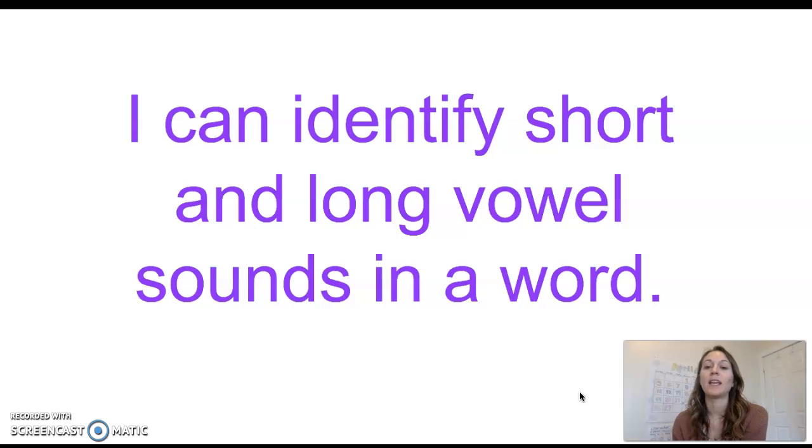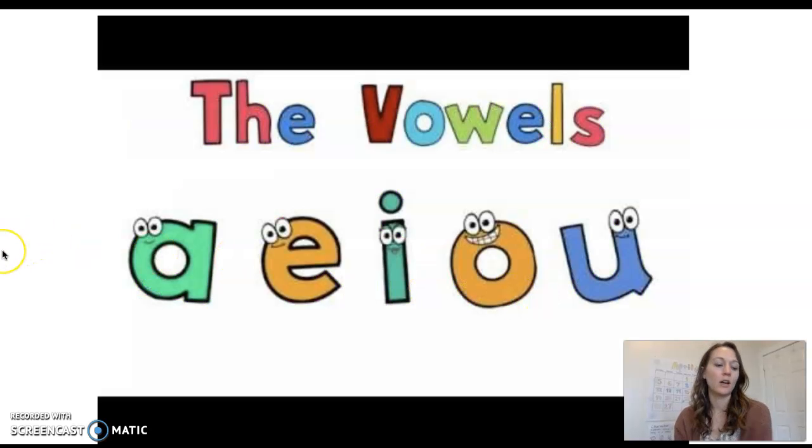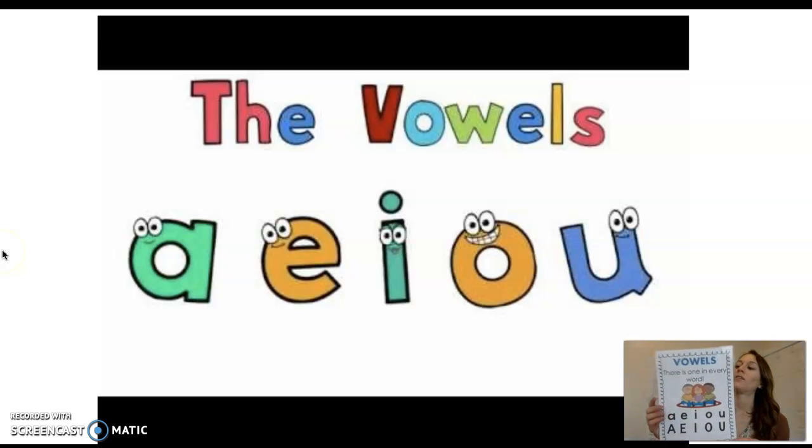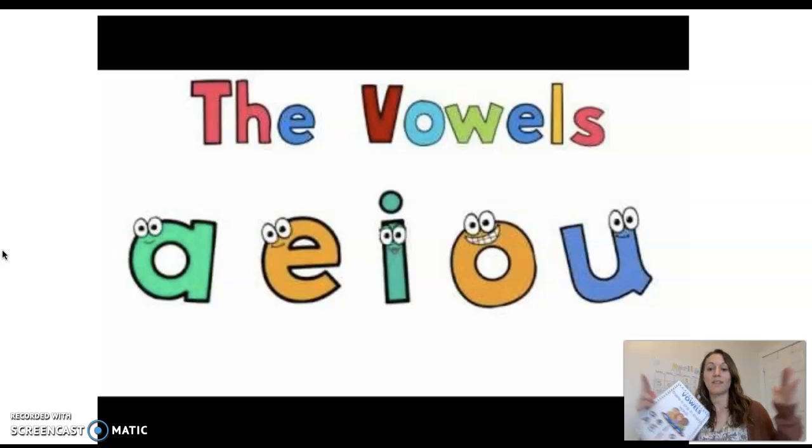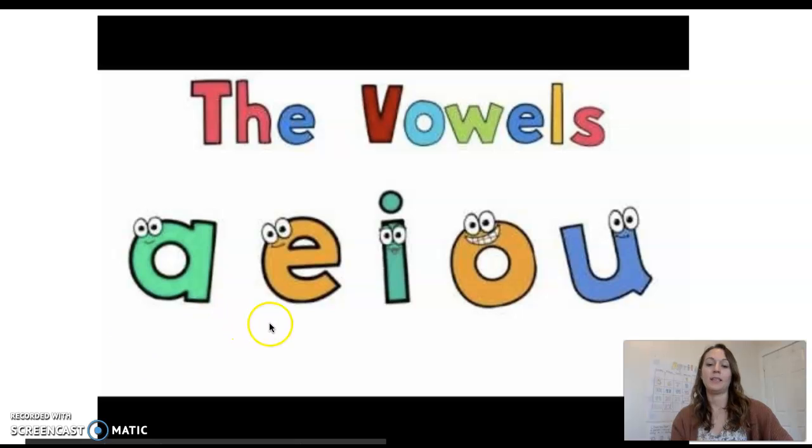I'm going to repeat the I can statement again, and I want you guys to say it with me. I can identify short and long vowel sounds in a word. Let's go over what the vowels are in the alphabet. We talked about last week that the vowels are the 5 letters in the alphabet that have 2 different sounds. They have a short sound and they have a long sound. These are letters A, E, I, O, and U.